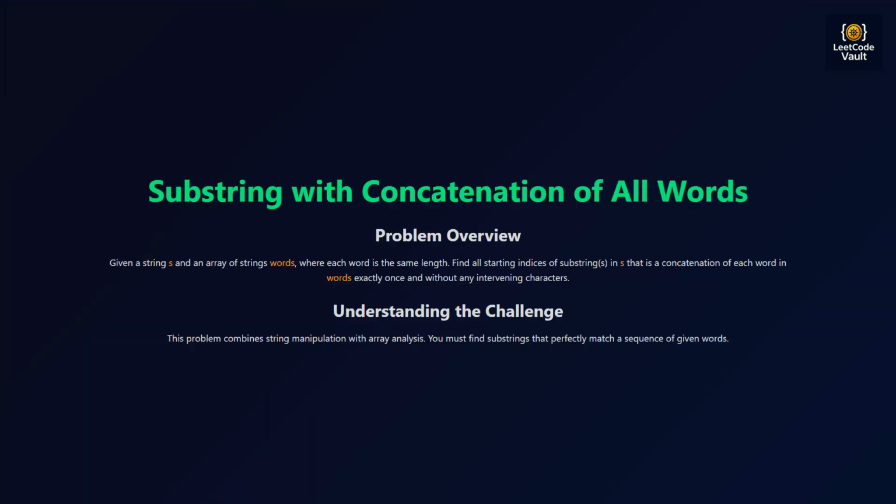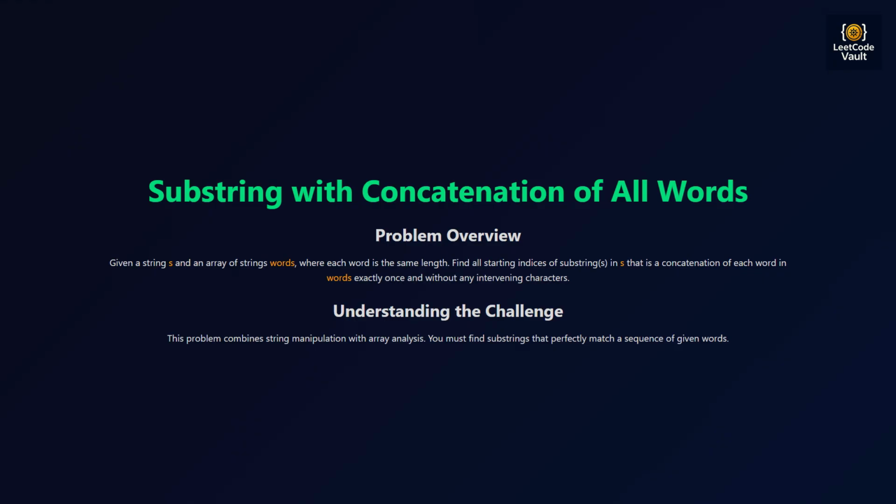Today, we're tackling LeetCode Problem 30, Substring with Concatenation of All Words. This is a medium-level problem, and it's a fantastic example of how dynamic programming concepts can be applied in a clever way. The problem statement asks us to find all starting indices in a given string where a concatenation of a list of words can be found.